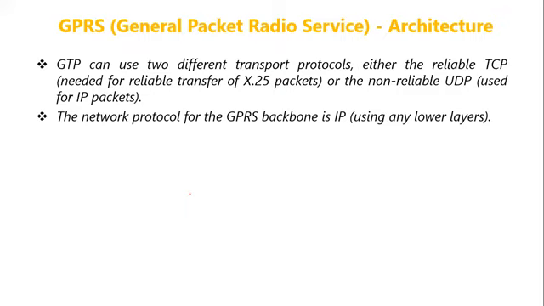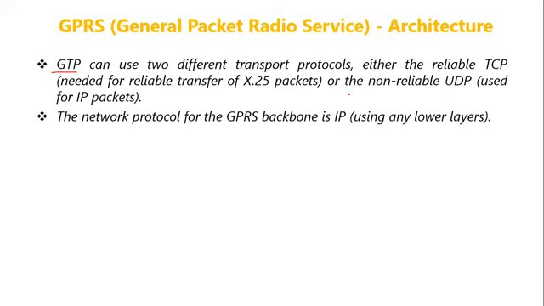So all data within the GPRS backbone, that is between GSNs, is transferred using the GPRS tunneling protocol, the GTP. And this GTP can use two different transport protocols. Either it can use the reliable TCP, or it can use the unreliable UDP.